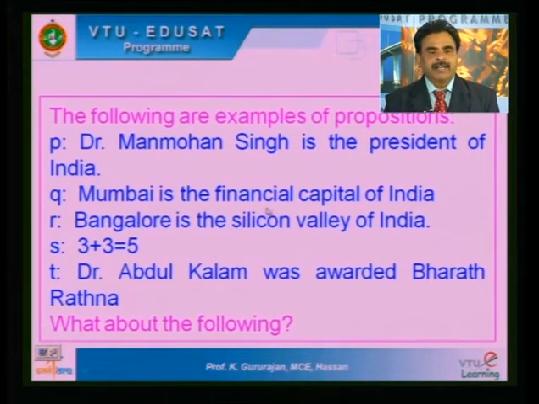Now, Mumbai is the financial capital of India. Yes, we all agree. So, Q is a true proposition. Bangalore is the Silicon Valley of India. Many of us agree. So, we can accept that R is a true proposition. On the other hand, consider the statement 3 plus 3 equals 5. We know that 3 plus 3 is 6. So, it is a declarative sentence, no doubt, but it is a false proposition. Dr. Abdul Kalam was awarded Bharat Ratna.